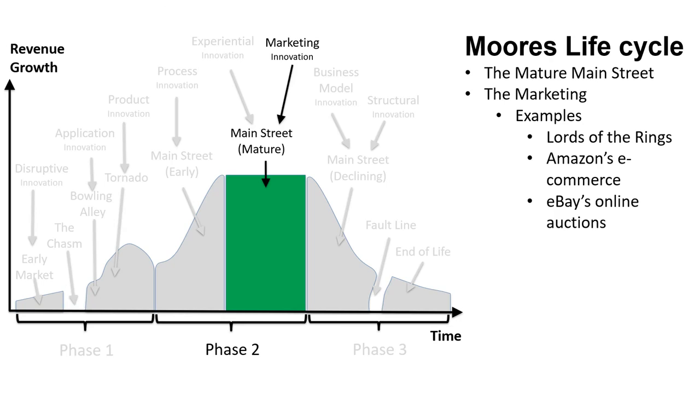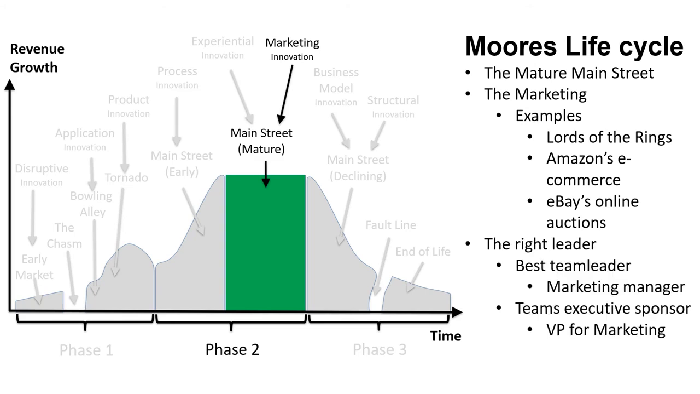Marketing innovation improves customer-touching processes. These can take the form of viral marketing, like the Lord of the Rings movie trilogy's use of the web and trailers, or consumer transactions like Amazon's e-commerce mechanisms or online auctions as used by eBay.